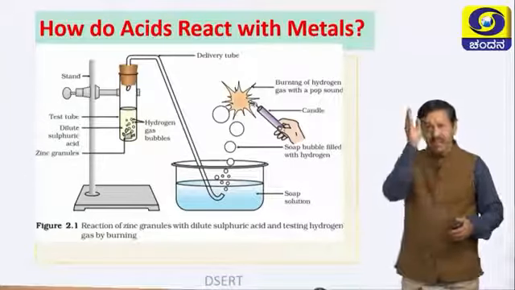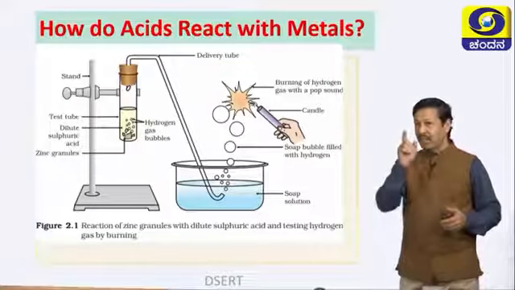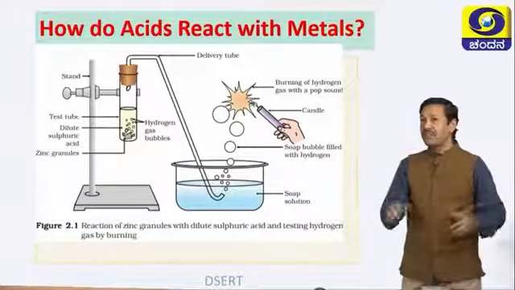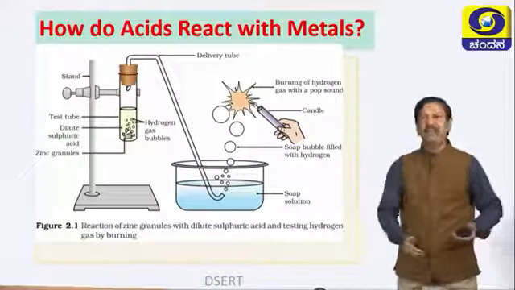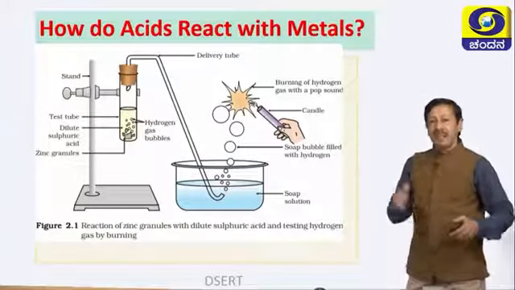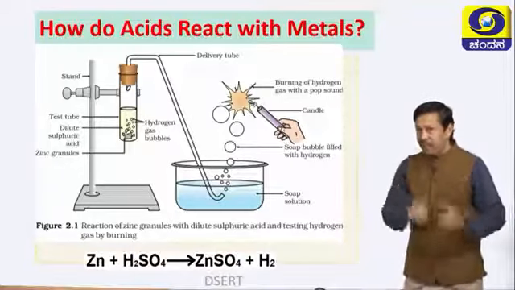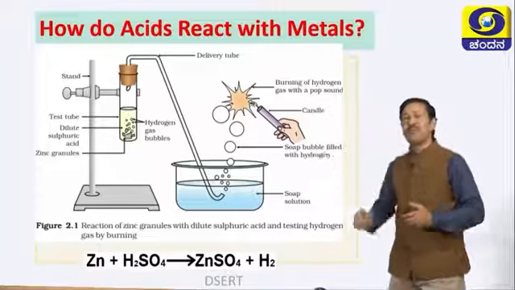Yes, you are right. If you know the reactivity series, you know that copper is below hydrogen, so there is no reaction, there is no hydrogen production. Thus you can understand and score the marks well. Here is the equation for the given reaction: Zn plus H2SO4 gives rise to ZnSO4 and H2.